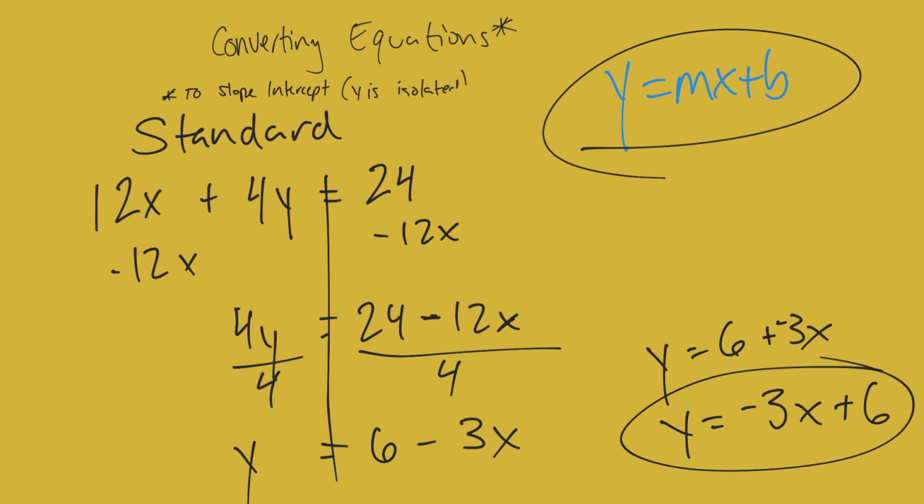And now I have my slope-intercept form that I can graph, and I can start to get an idea of where things are. Hopefully this helps with some conversions. Be ready to manipulate to get y isolated if that's the best way for you to graph.